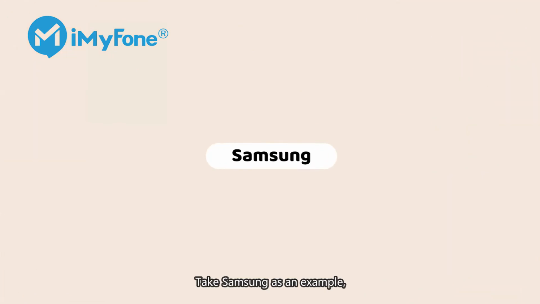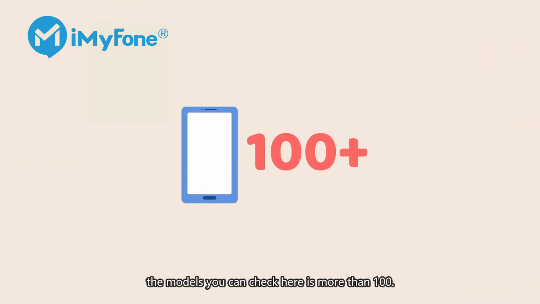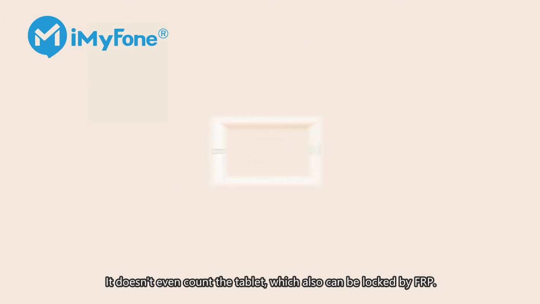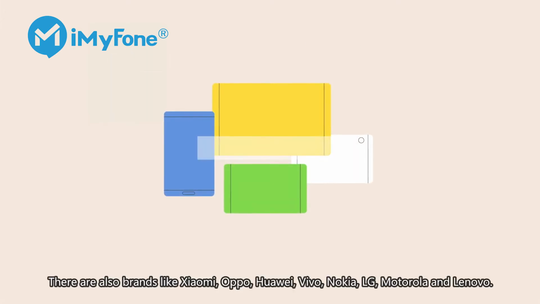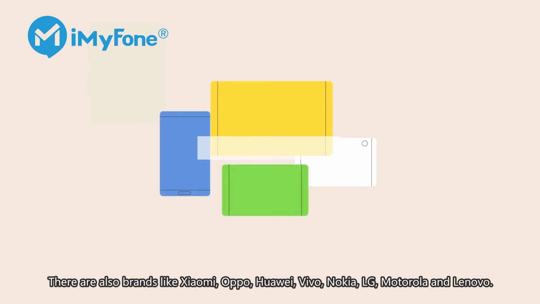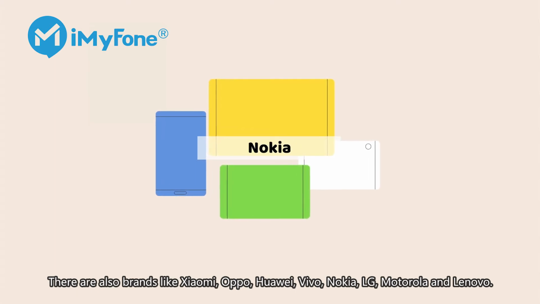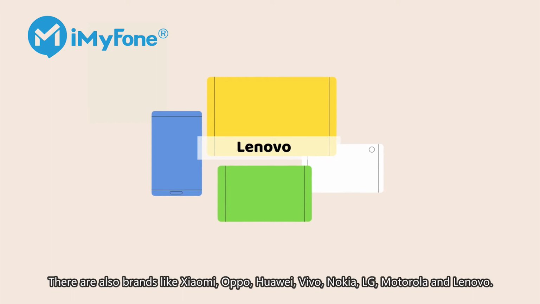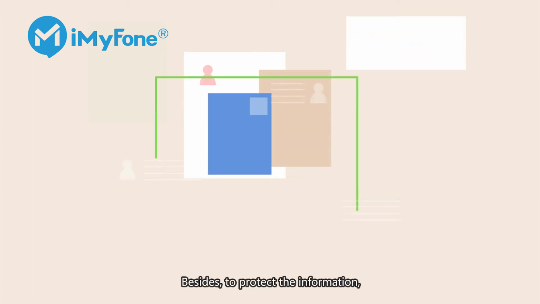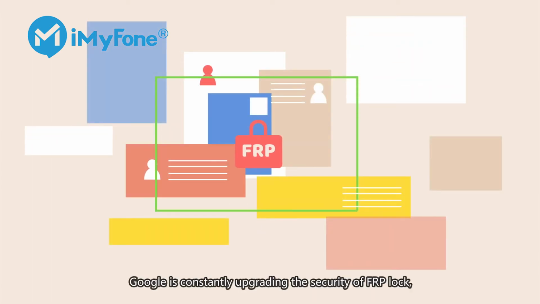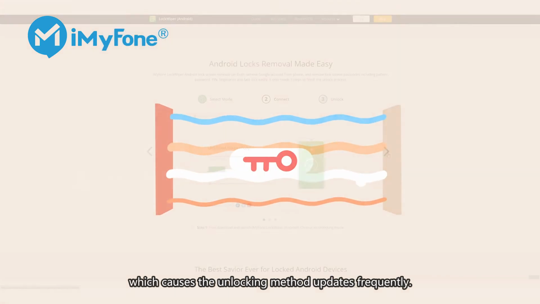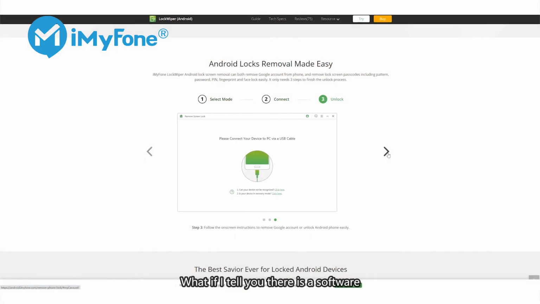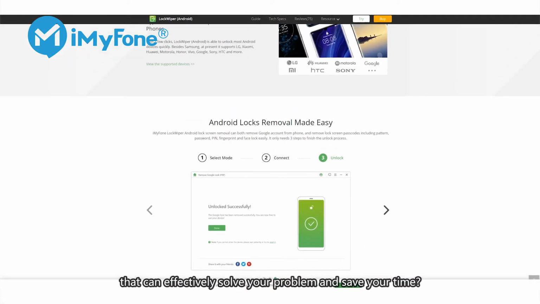Take Samsung, for example. There are more than 100 models that don't even include the tablets, which can also be locked by FRP. There are also brands like Xiaomi, Oppo, Huawei, Vivo, Nokia, LG, Motorola, and Lenovo. Besides, to protect information, Google is constantly upgrading the security of the FRP lock, which again causes unlocking methods to update frequently.